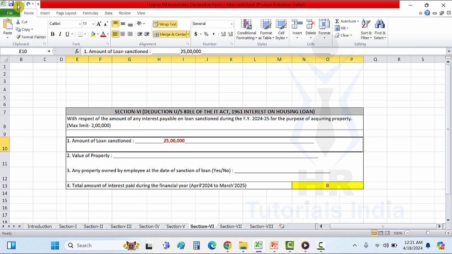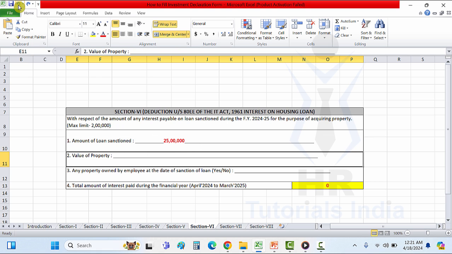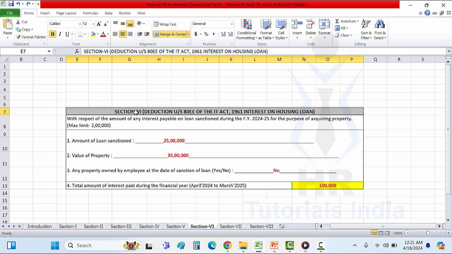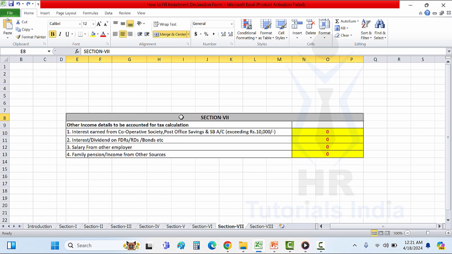Amount of loan sanctioned: 25 lakhs. Value of the property: 35 lakhs. Any property owned by the employee at the time of sanction of loan, yes or no? No. Total amount of interest paid during the financial year: 1 lakh. So dear friends, we have filled the minimum information required under section 6, that is interest on housing loan. Now let's move on to section 7.